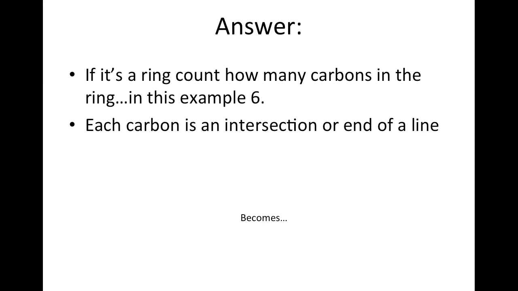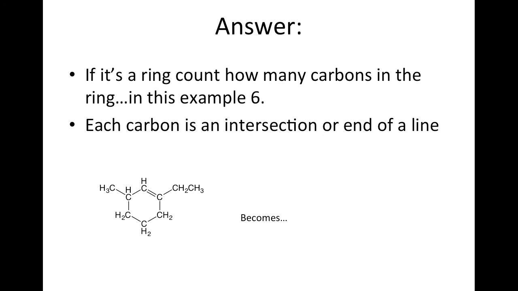Well, the answer is going to be, if it's a ring, what you want to do is count out how many carbons are in the ring. So in this example, we have 6 carbons in the ring. So the simplest thing to do when you're confronted with a ring structure is to simply draw a geometrical shape that corresponds to that number of carbons. So 6 carbons would be a hexagon. So what you're going to do is draw a hexagon, and each intersection will represent a carbon.